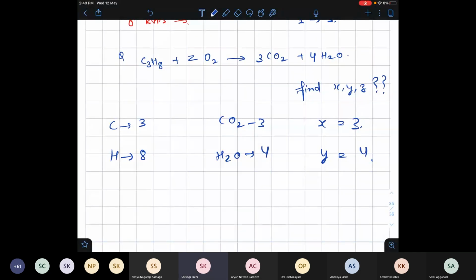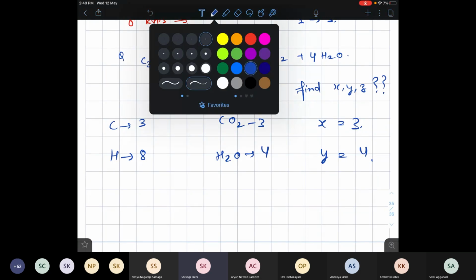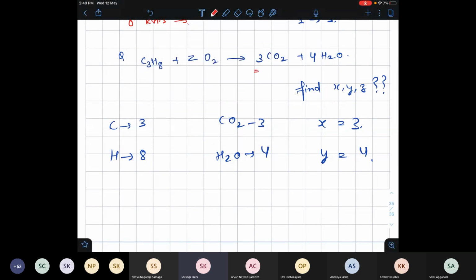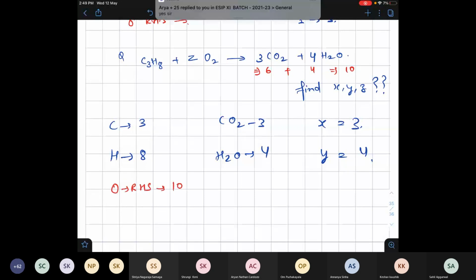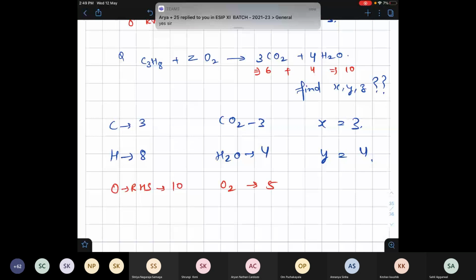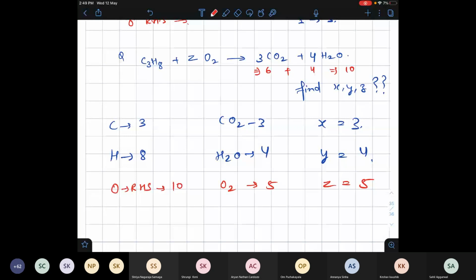Sir, in CO2, there are 3 molecules of CO2, and in one molecule we have 2. So 3 into 2, 3 2s are 6. Then in H2O, there are 4 molecules of H2O, so one molecule of oxygen in one H2O. So 4. And then 6 plus 4 is 10. Very good. Very nice. Arya, you also understood? All of you understood this?